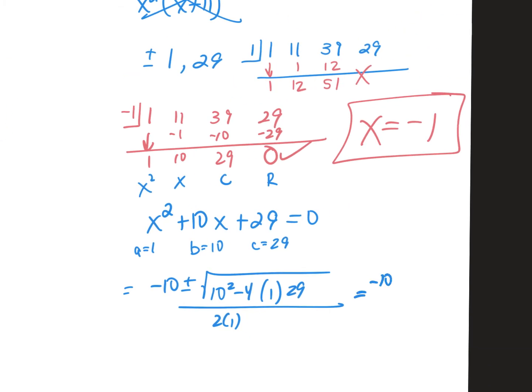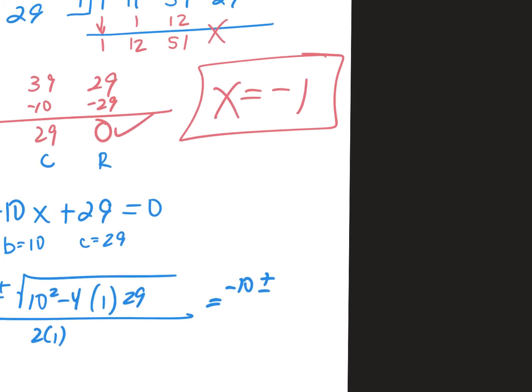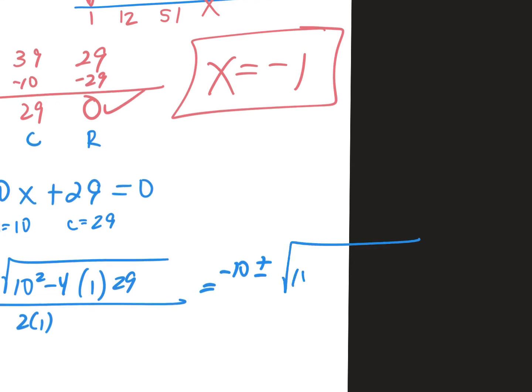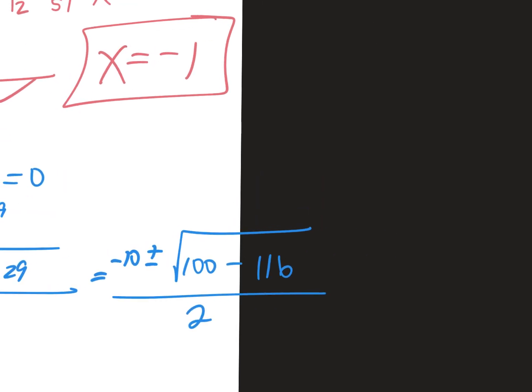So I have negative 10 plus or minus. What is 10 squared? 100 minus 29 times 4, 116, divided by 2. Well, what do you notice, guys? It's going to be imaginary. So I have negative 10 plus or minus 100 minus 116, which is negative 16, over 2. Everybody see that?